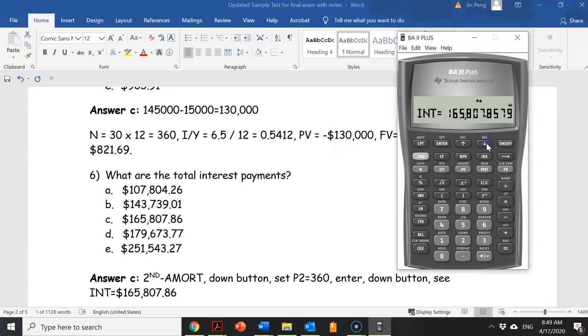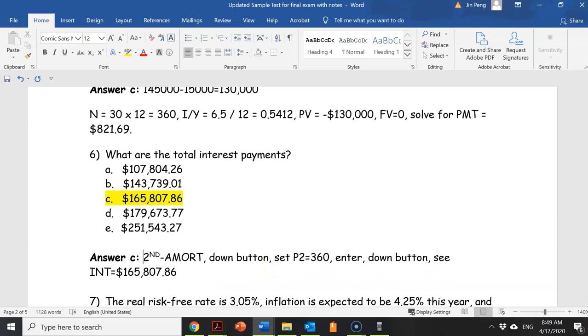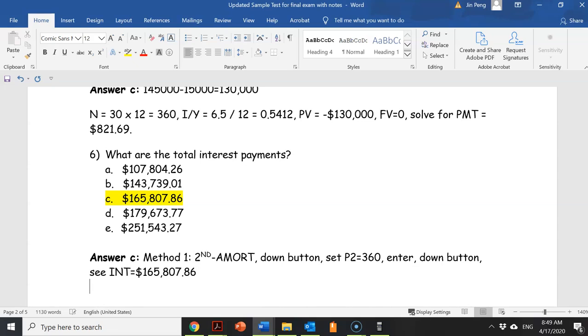And we keep pressing the down button. We would have 165,807.86 as the total interest payment we pay back over the 360 months. So our right option would be C. This is method 1, using the financial calculator amortization table.